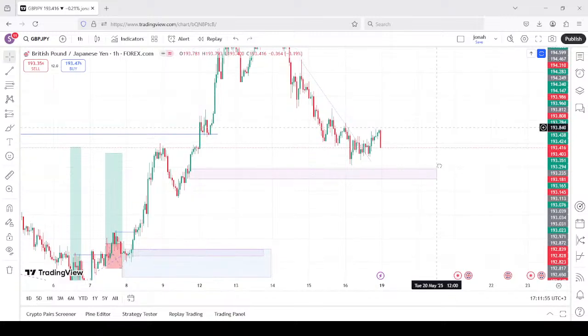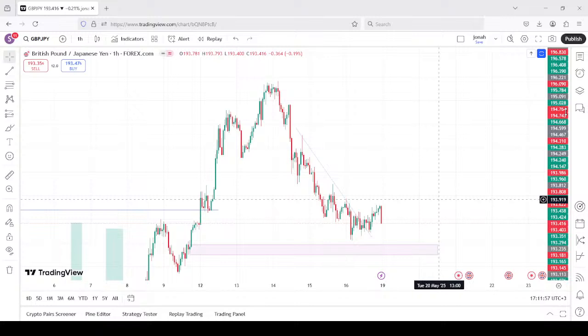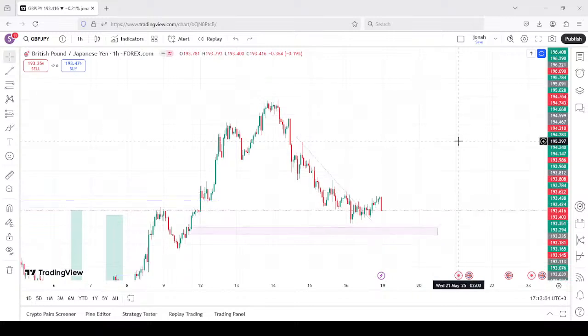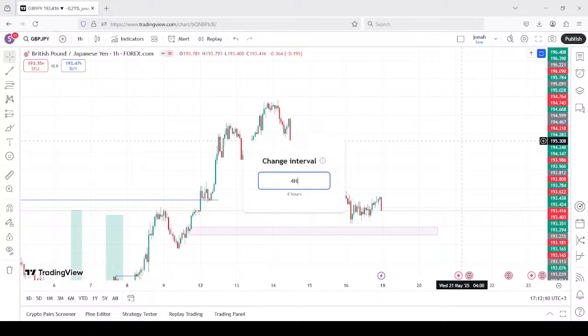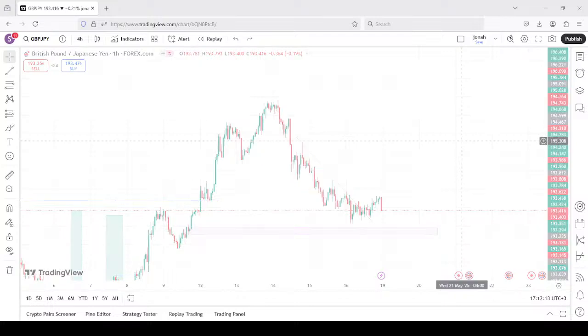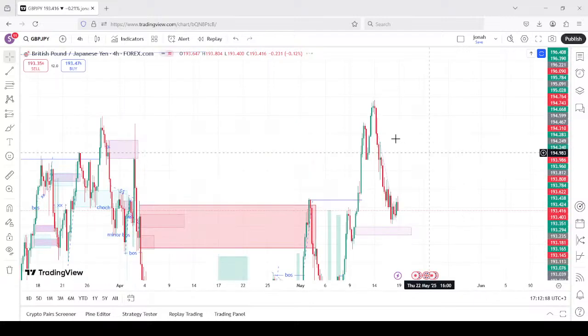So there is an untapped fair value gap on GBPJPY. If you dive into the higher time frames like the 4-hour time frame, you will see that above there is an untapped fair value gap that we are expecting GBPJPY to fly up to. So on GBPJPY, I'm bullish. Let me show you what I'm talking about.